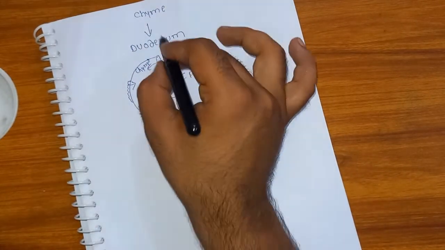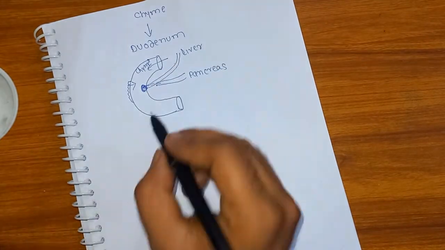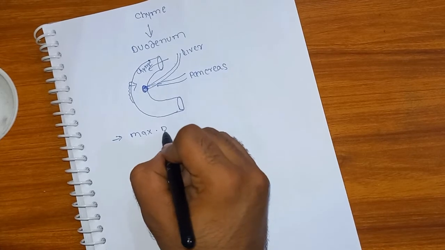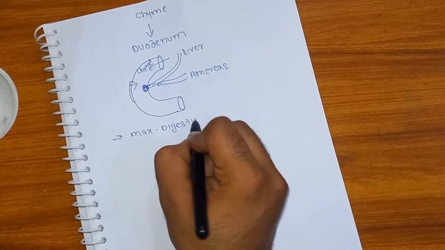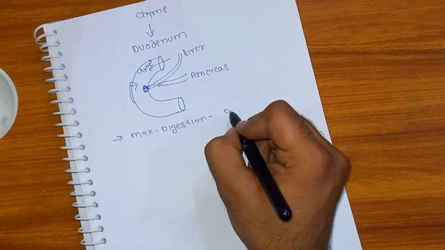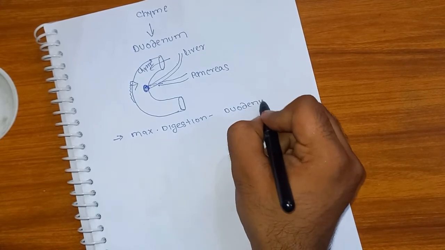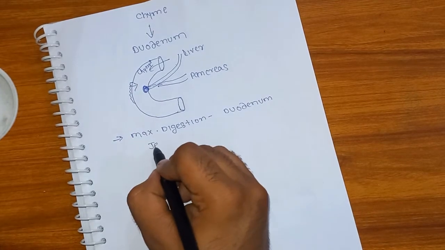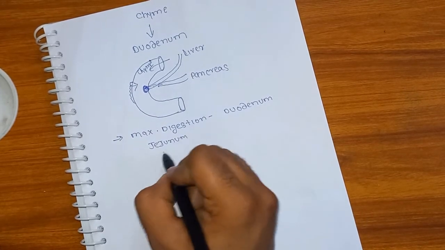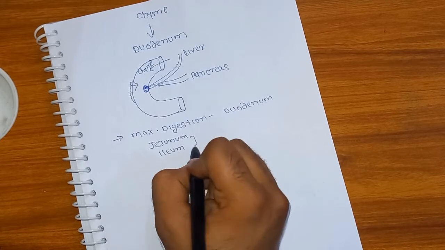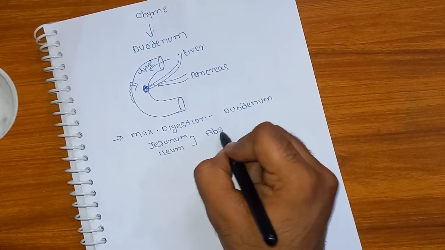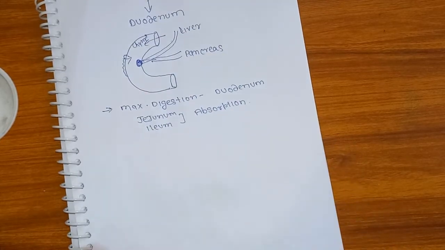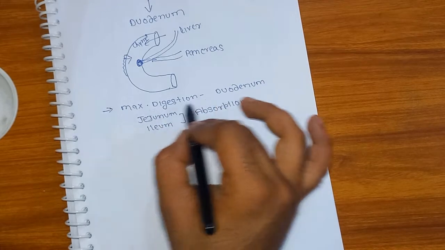So what happens now is the chyme reaches the duodenum. Here, in the duodenum, maximum digestion occurs. And the later parts of the small intestine, that is the jejunum and ileum, are mostly associated with absorption. This thing you have to remember.